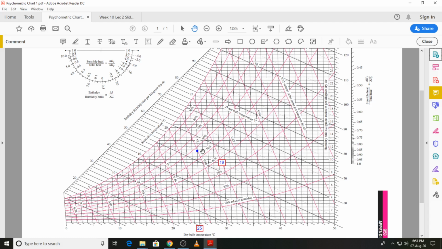And we can also draw a line on which state 1 will lie. We know that it has a dry bulb temperature of 15 degrees C, and we have 15 degrees C over here, and I will just draw a vertical line over here to show that this is the line on which state 1 will lie.